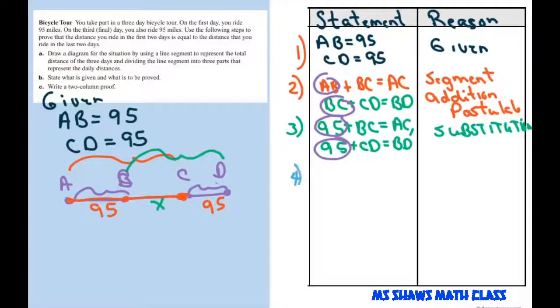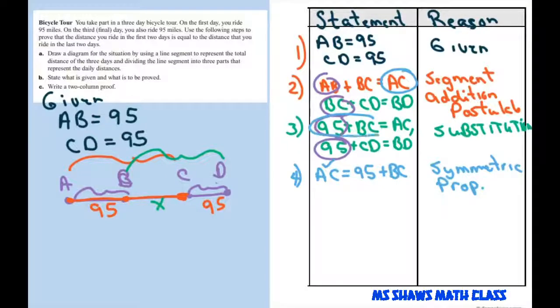And then for number 4, I'm going to say that AC equals 95 plus BC, because that is your symmetric property. All I did was take AC right here and write it first, and then I copied this down. I just switched it around. So that's your symmetric property of equality. Basically that's just saying if you have AB equals BA, then you can write that BA equals AB, something like that.